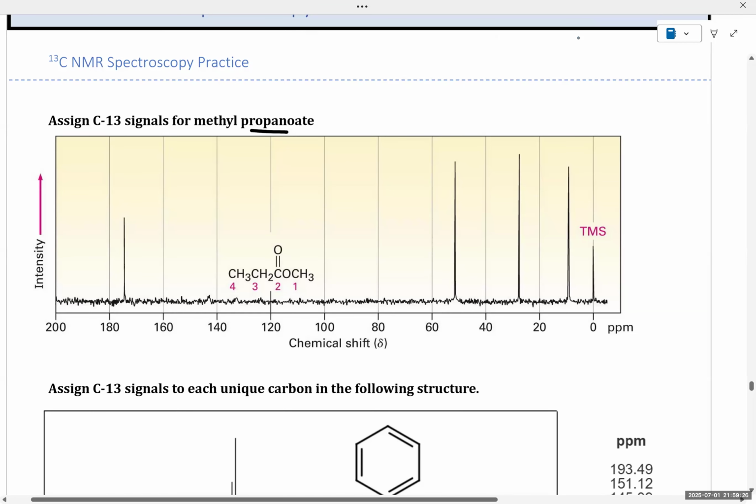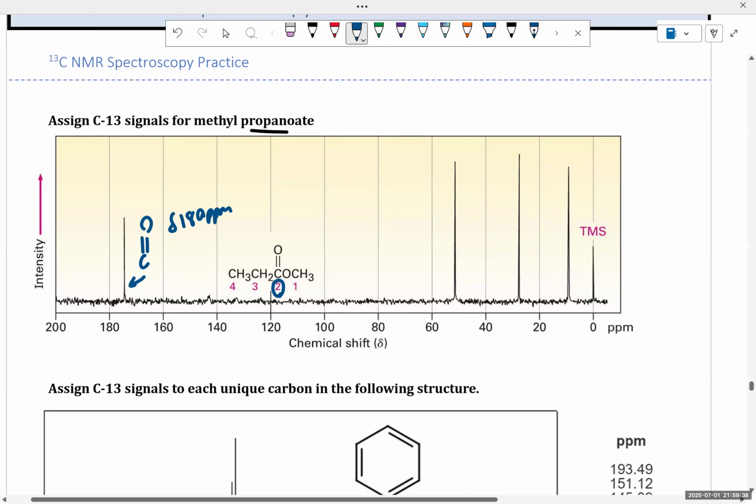So the first carbon I'm going to focus on is this carbon attached to the carbonyl. This carbonyl carbon has a chemical shift of around 180 parts per million. Next, the carbon that is attached to an oxygen atom has a chemical shift somewhere around 50 parts per million.